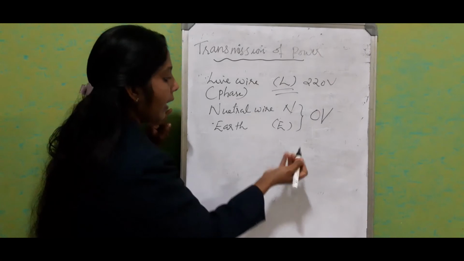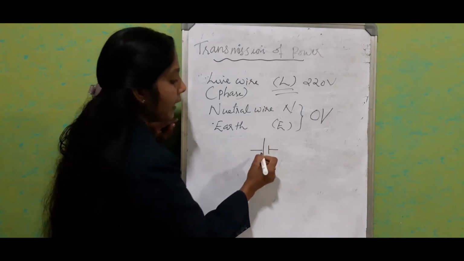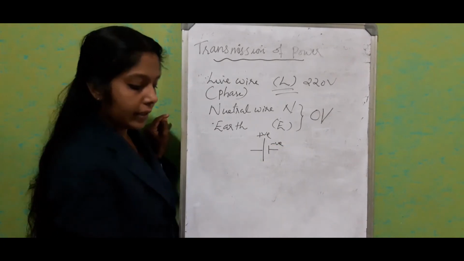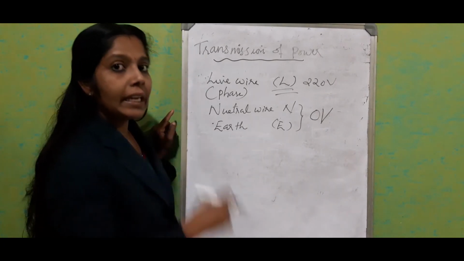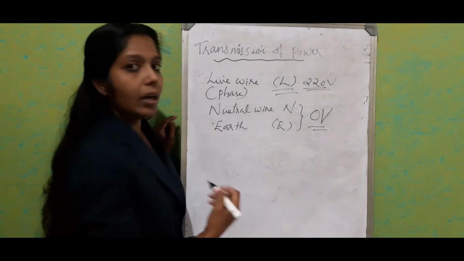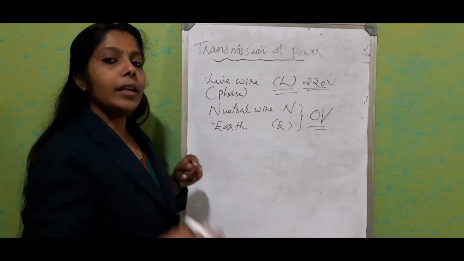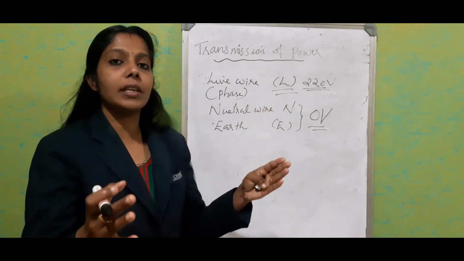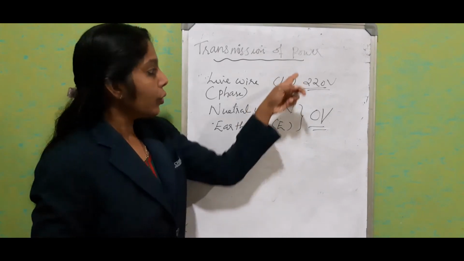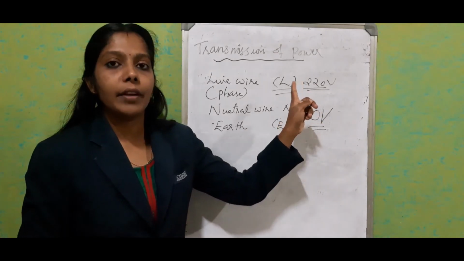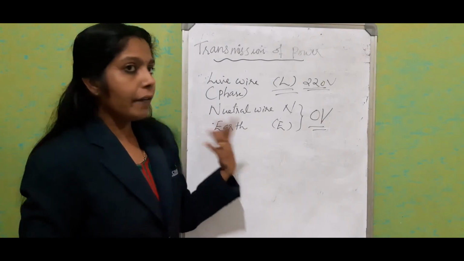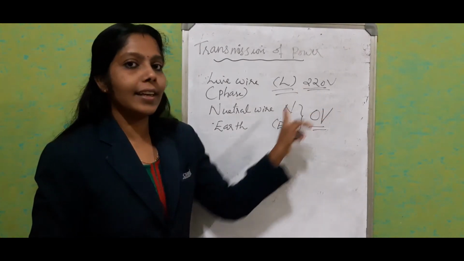We know that, as in the case of a cell, the current always travels from high potential to lower potential, with positive and negative terminals. Here, to maintain that potential difference, 220 is the high potential and 0 is the lower potential. Electron flow will be there as long as that potential difference is maintained. To maintain that, the live wire has 220 volt and neutral and earth have 0 volt.